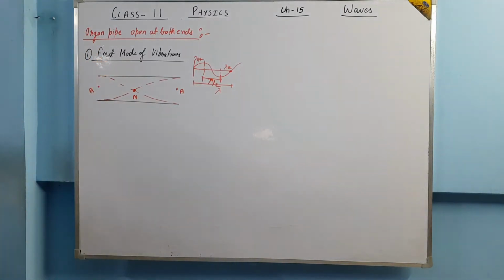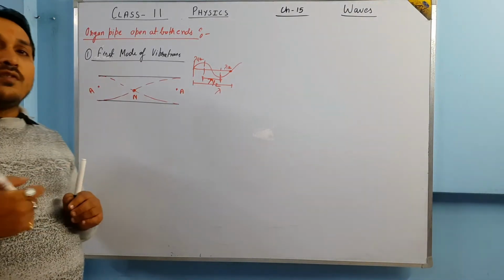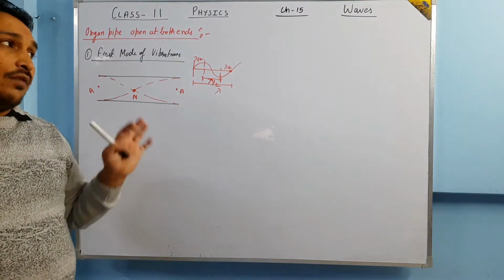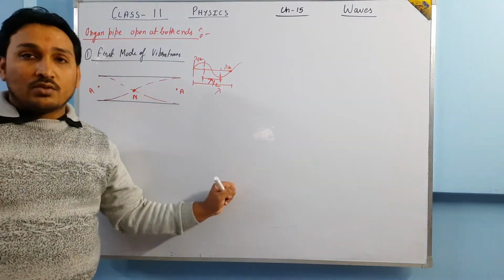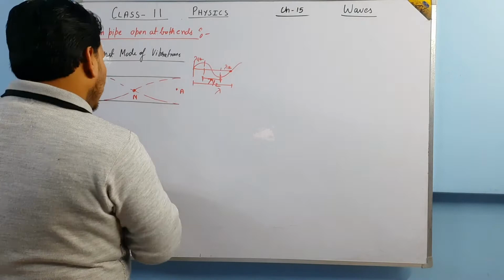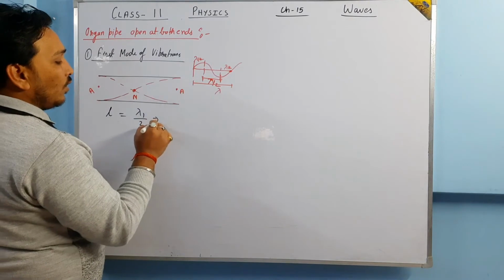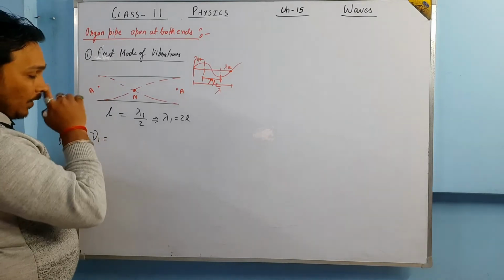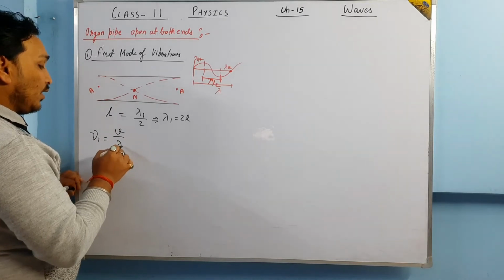Moreover, one more logic you can apply: the distance between two consecutive antinodes or nodes is always lambda by 2. I told you this from the very beginning when we studied stationary waves, and you can apply it to a stationary string also. So here the length of the pipe, L, is equal to lambda by 2, and from here lambda 1 is equal to 2L. The first frequency is given by velocity upon wavelength.